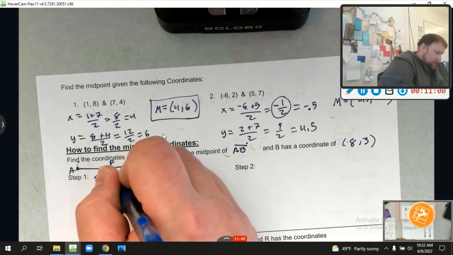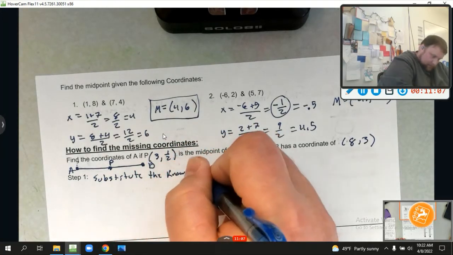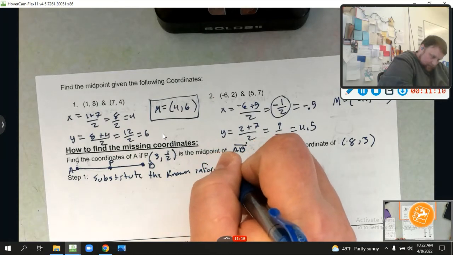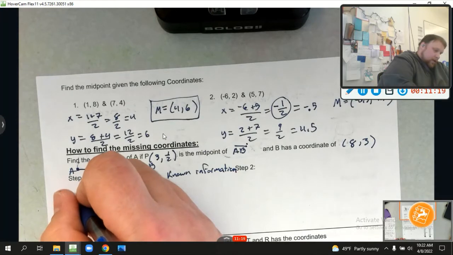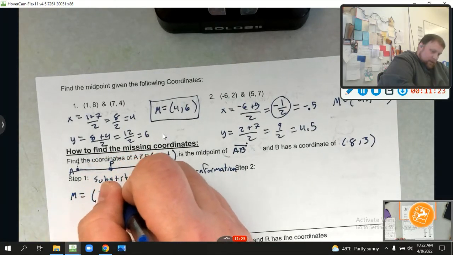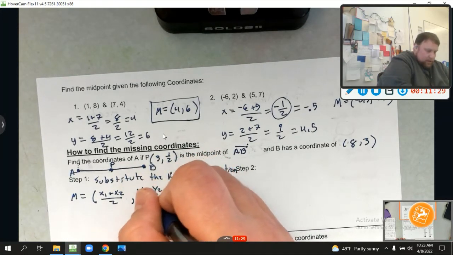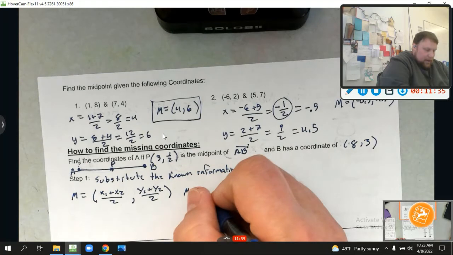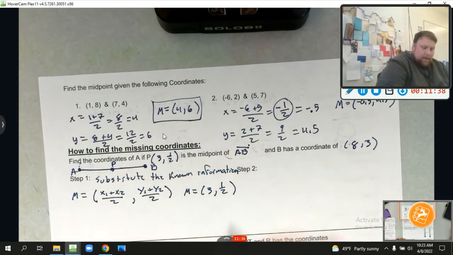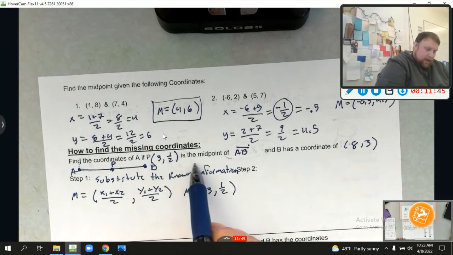We're going to substitute the known information. Okay, so I know that my midpoint equals (x1 plus x2 all over 2, y1 plus y2 all over 2). I know this about my midpoint. I also know that my midpoint is already (3, 1/2). I know it's that point P, but I'm just labeling it a midpoint. We're told that the midpoint P (3, 1/2) is the midpoint, right?